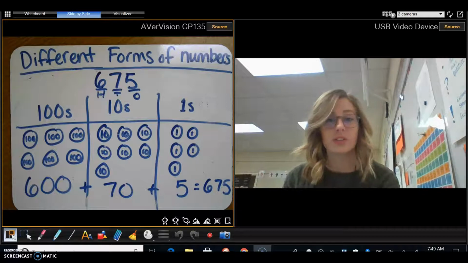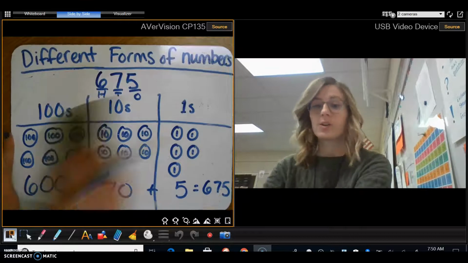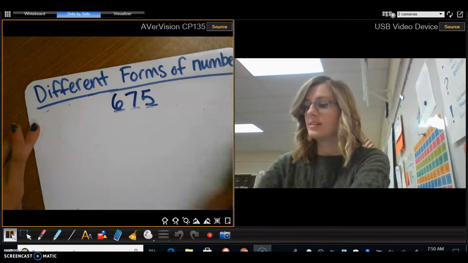Now we're going to do a problem similar to one that you have on your homework, okay? And we are going to use our place value disc. So I'm going to erase this.